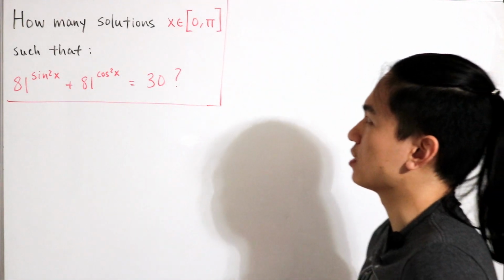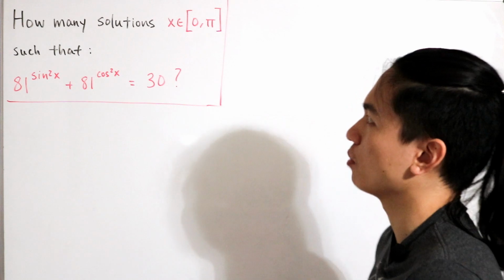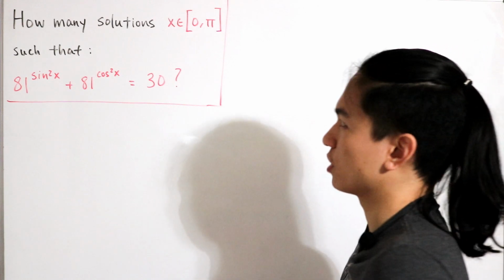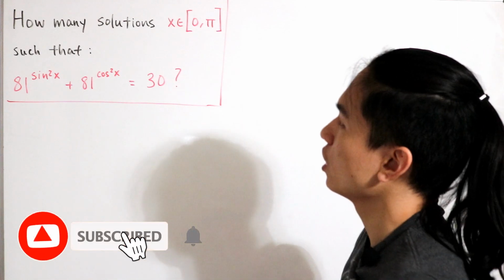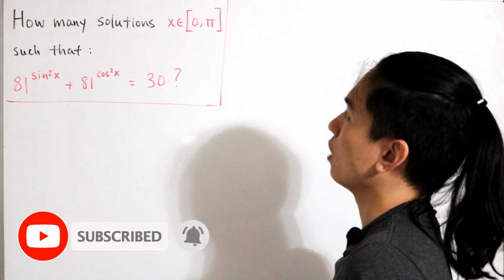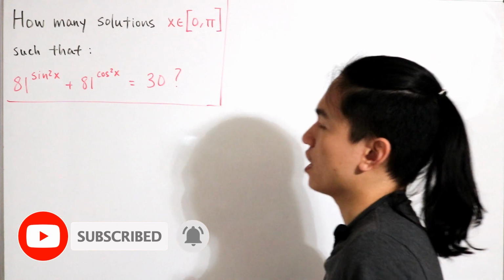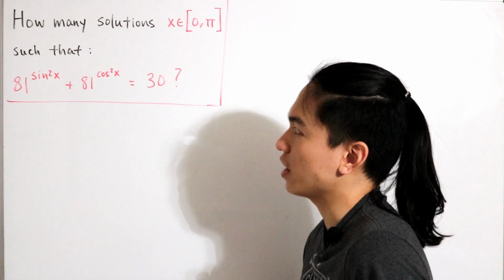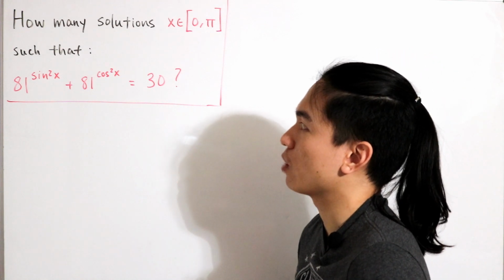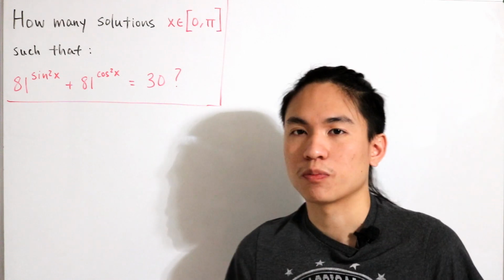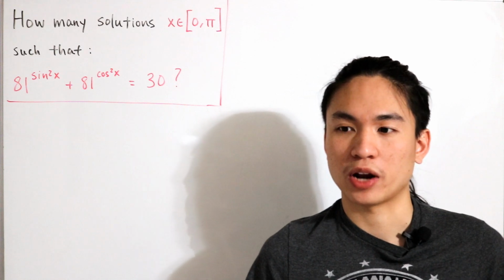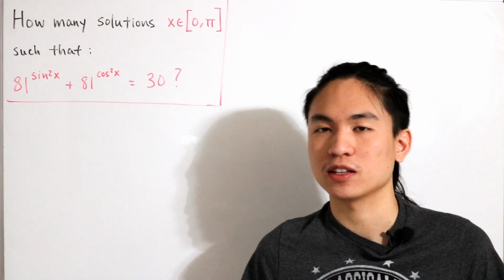So here today we have a typical algebra problem, solve for x, that sort of thing. And that's asking how many real solutions, I should say real, within the closed interval from 0 to pi, such that 81 to the power sine square of x plus 81 to the power cosine square of x is equal to 30.